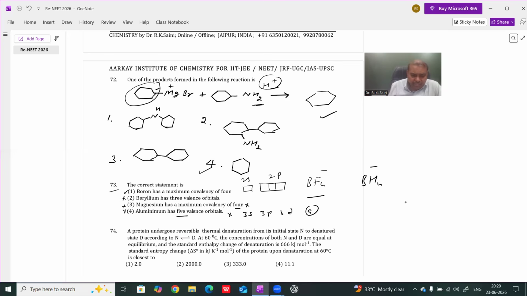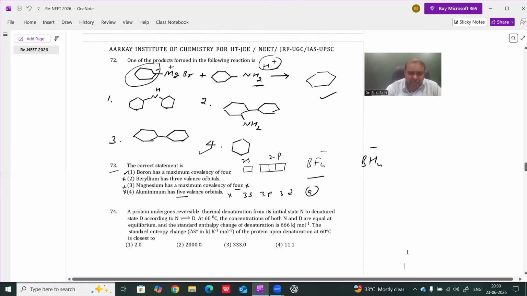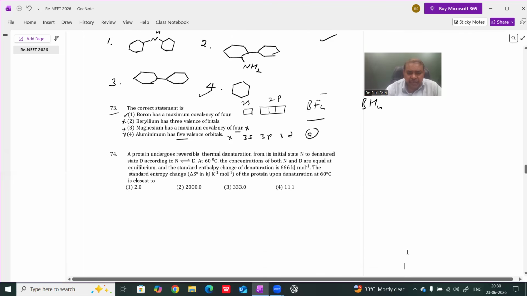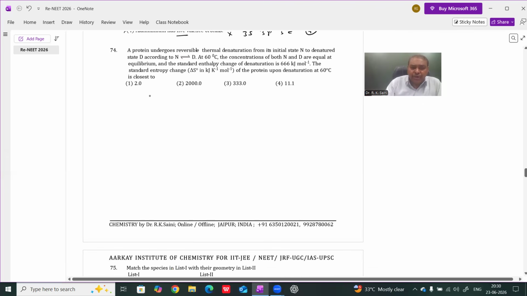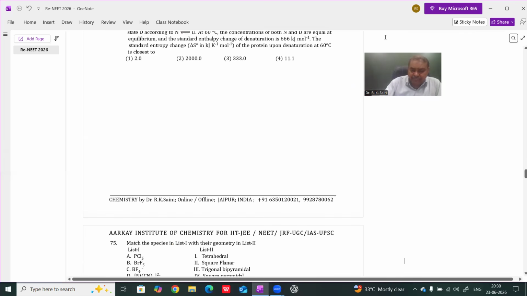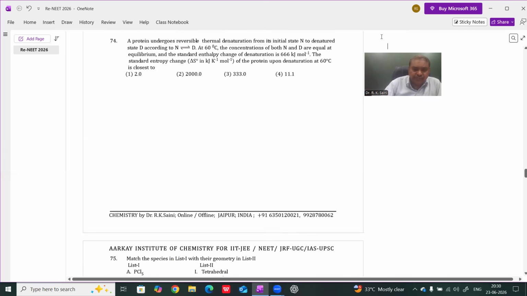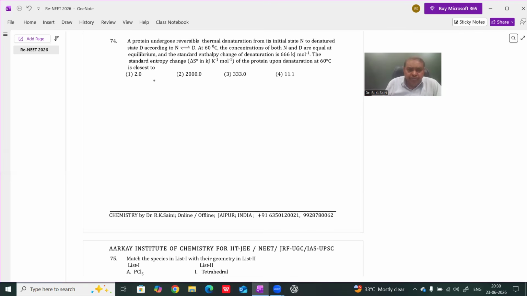Very simple and basic concept from chemical bonding, or we can say inorganic chemistry. Question next, 74. Good question. It is a mixed question of chemical equilibrium as well as thermodynamics. Check the question. Protein denaturation, N into D. At equilibrium, the concentrations of N and D are equal. It means the equilibrium constant, the concentration of D upon concentration of N, both are equal. Therefore, the equilibrium constant is 1.